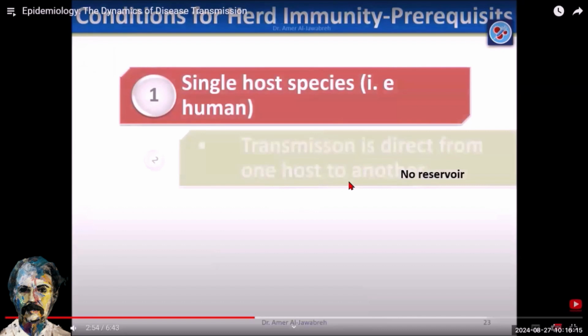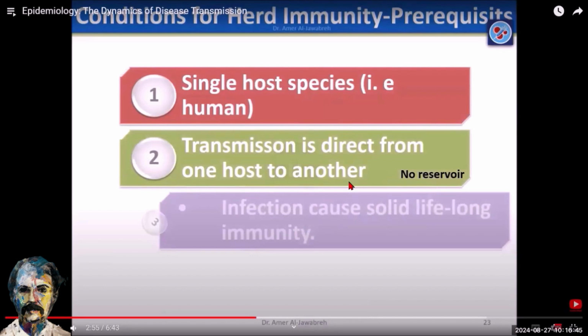So, does herd immunity apply to all diseases? Certainly not. It applies to certain diseases that meet these criteria, prerequisites, or conditions. What are these conditions? First, single host species. This disease is restricted to human beings, not animals. Second, transmission is direct from host to host, from human to human. There is no animal involved in the middle. If there is an animal, then there is a problem because the animal is infected, especially if it's a wild animal or small animal.